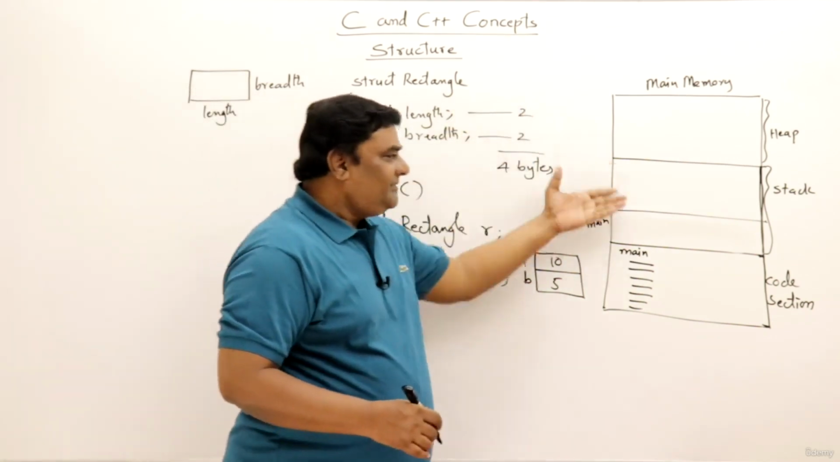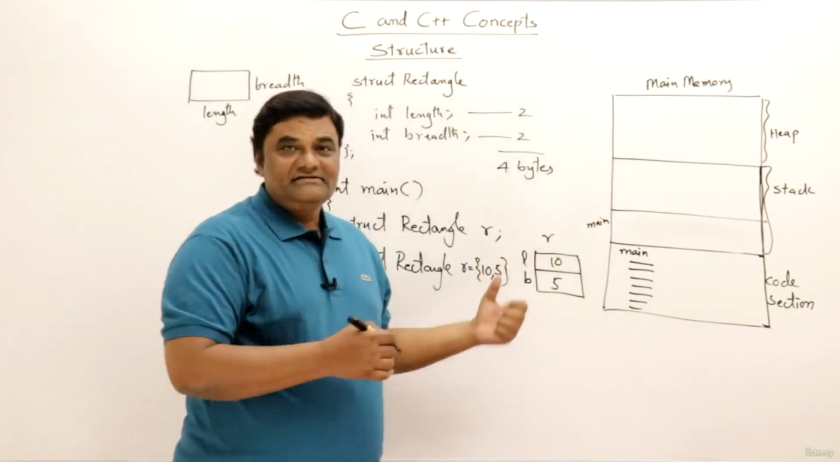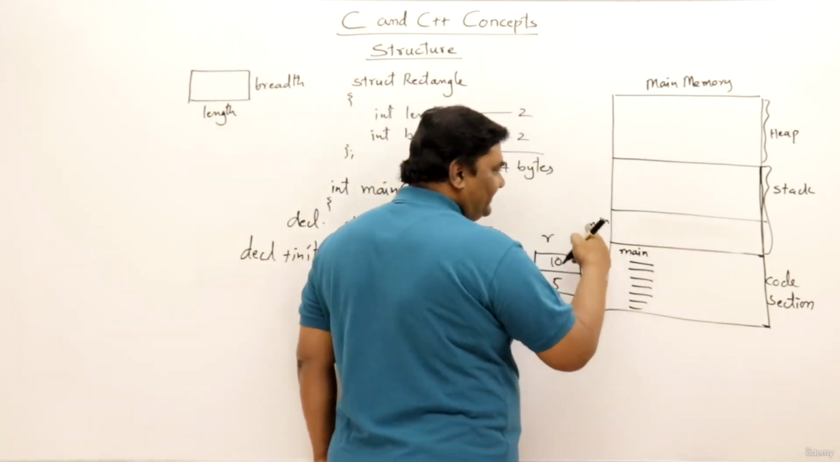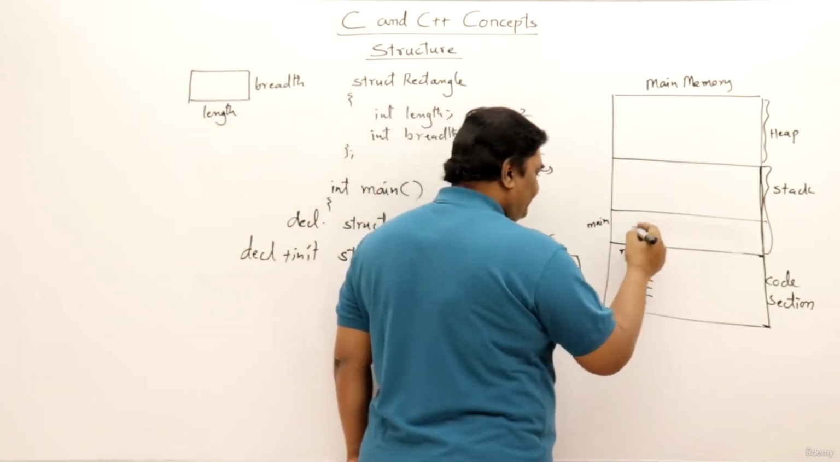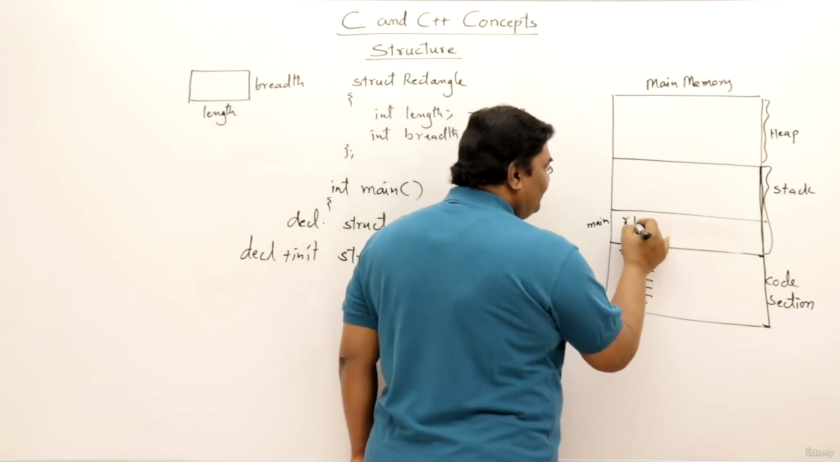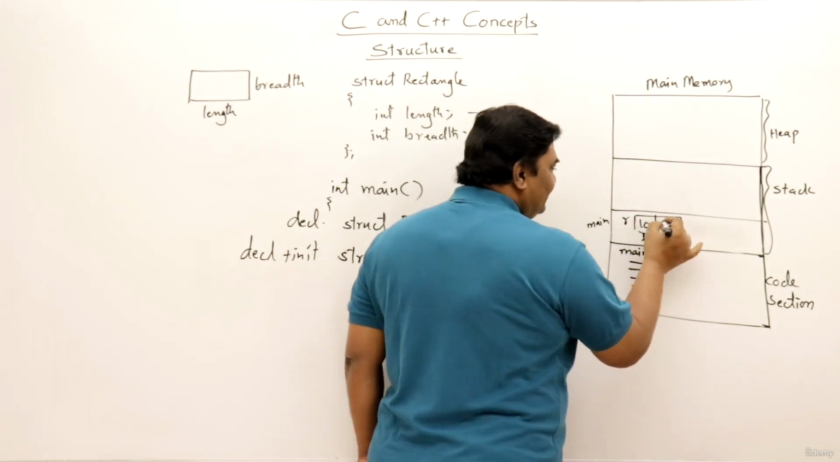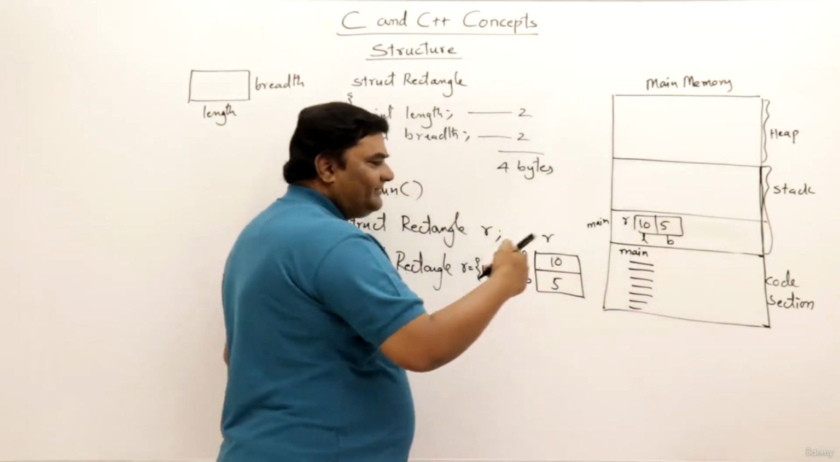Then inside the main memory, if you want to see where this R is created, it is created inside the stack frame of the main function. So R will have length and breadth. This is length and breadth, and this is 10 and 5. I'm showing them side by side.